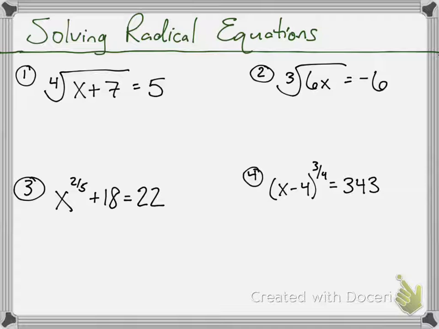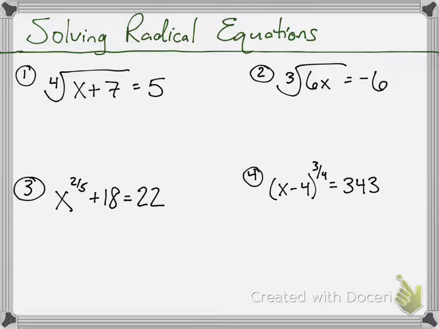How to undo problems that have different roots, how to undo problems that have fractional exponents, and then also look at problems that have square roots and look for extraneous solutions. So let's look at the first example here. We have the fourth root of x plus 7 equals 5.